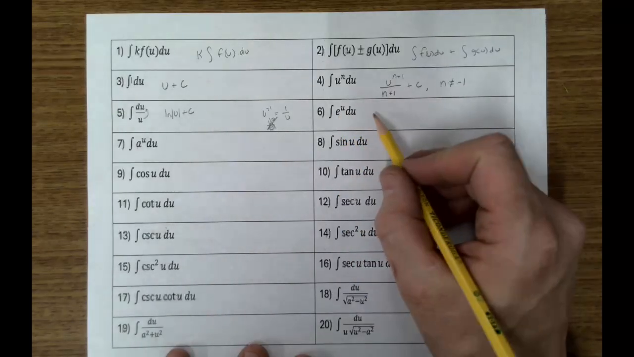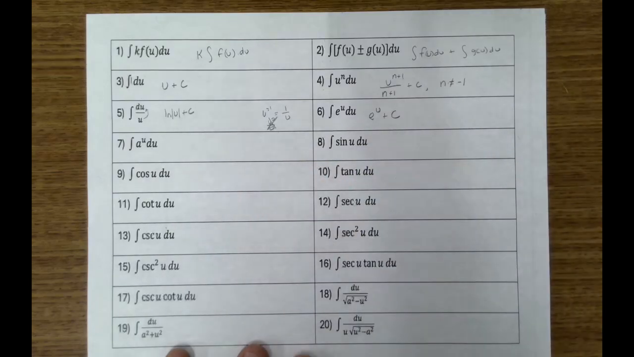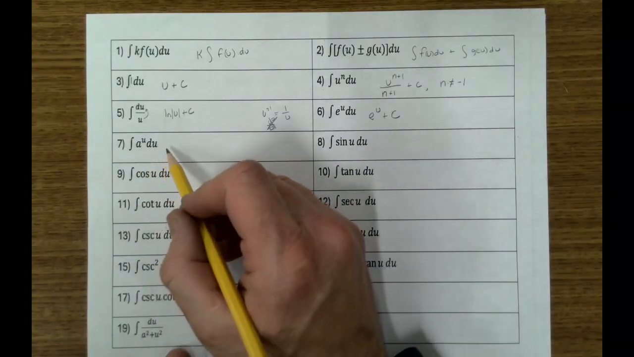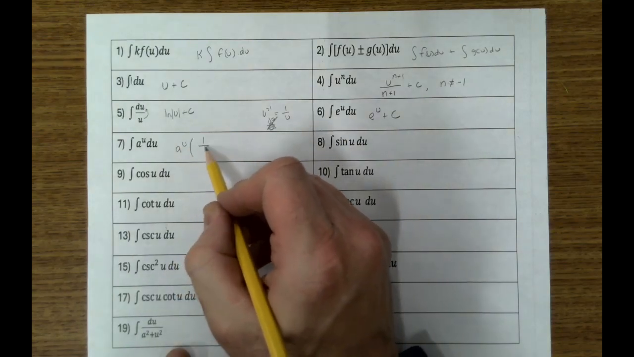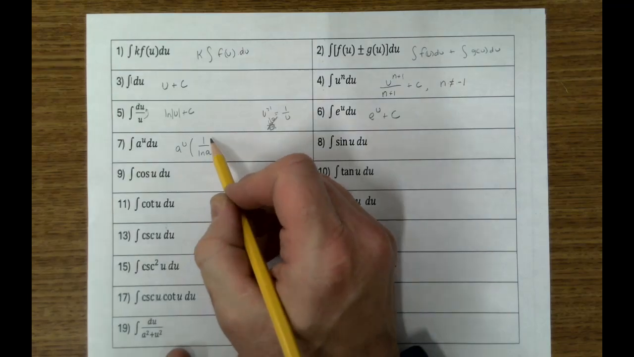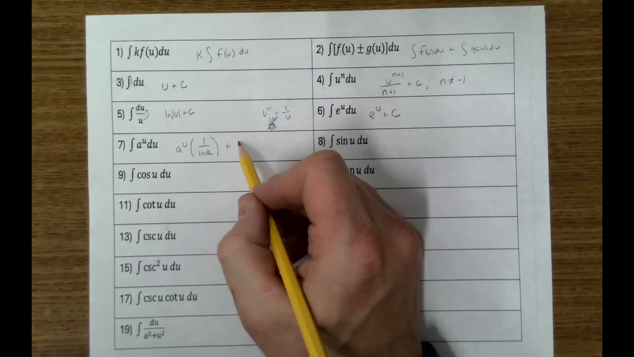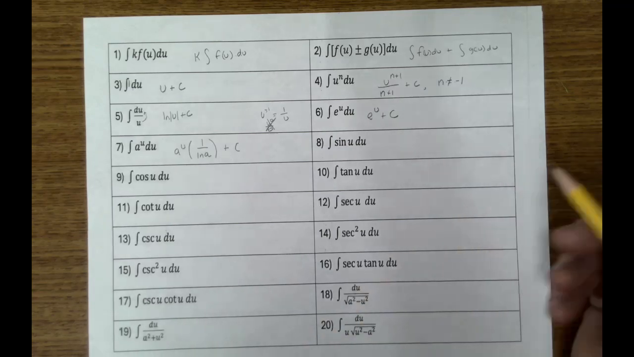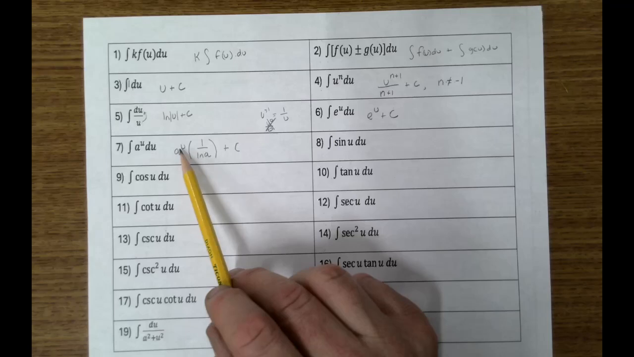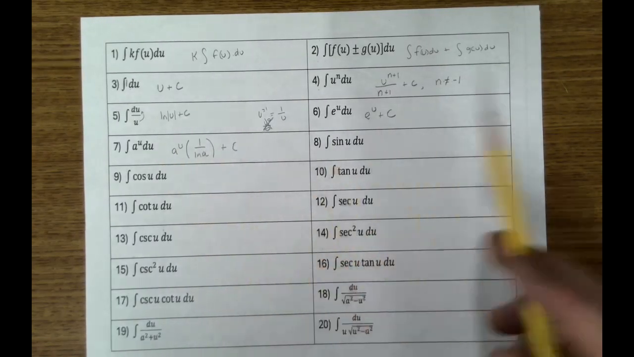e to the u. This is the easiest one there is, right? Just e to the u plus c. On this one, it's very similar. So it's still a to the u. However, now we're going to divide by the natural log of the base, and we're going to make sure we add a plus c on it at the end. So you have to make sure you have all of those parts there. On number 8, because when we take the derivative, we multiply by it, but when we take the integral, we divide by it.